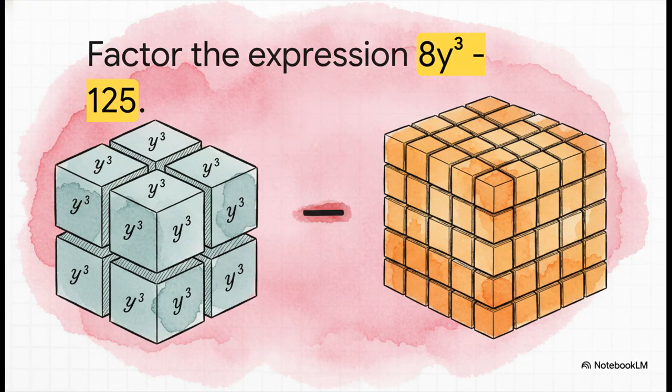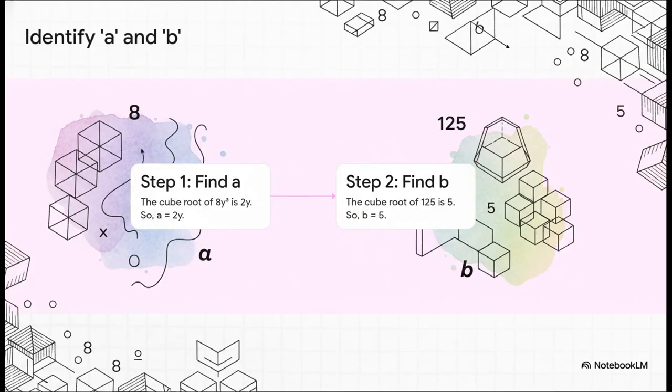All right, you ready to level up? Let's try one with some numbers out front, some coefficients. We're going to factor 8y cubed minus 125. This time, it's a difference of cubes. The process is exactly the same. First, find a and b.